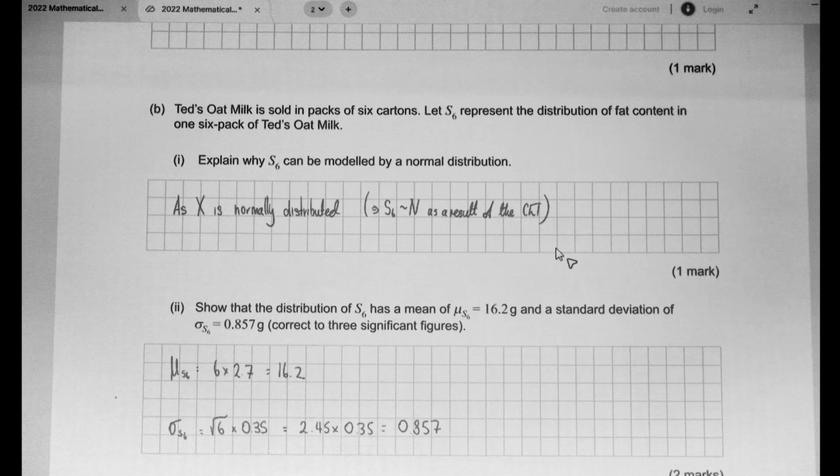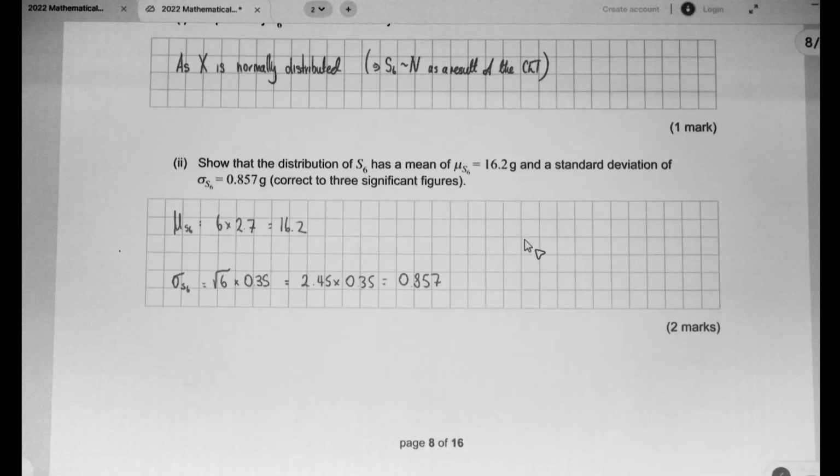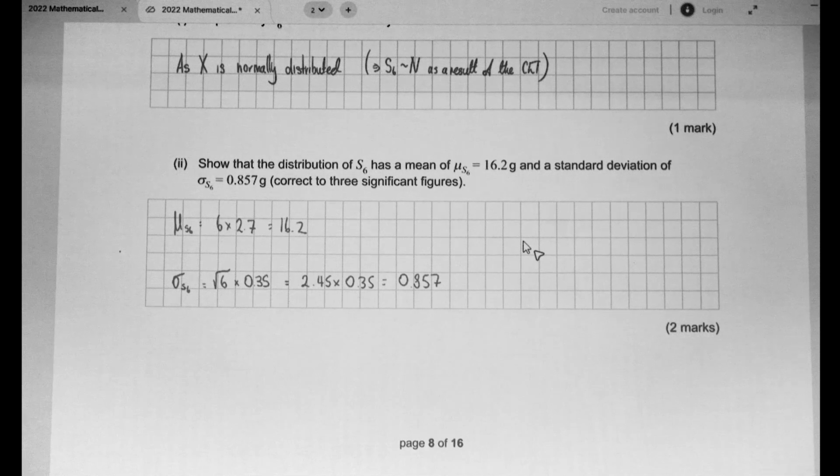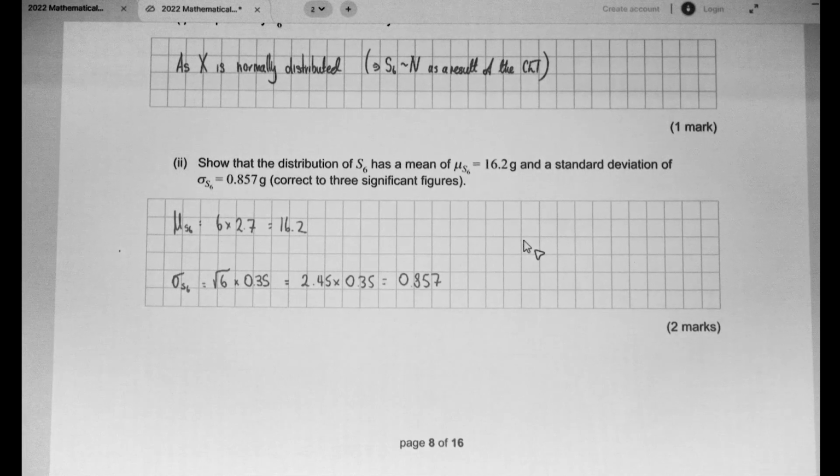Just saying, oh, because of the central limit theorem, is not enough. No, that's just whacking something down from your notes. So they had to at least have in their notes or in their heads that we started with a normal distribution, so this is fine. Right. The next bit was a show that, so they needed to actually have the 6 by 2.7 and the root 6 by 0.35 or something equivalent to that. They needed to show, not just write the answer down again, obviously.